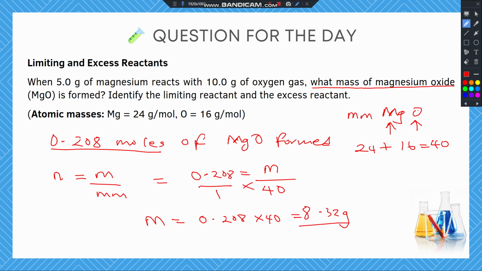I'm sure you saw all the steps that we took. So here is a recap of everything we did. First of all, we identified the limiting reactant to be magnesium, the excess reactant to be oxygen, and we used the information of the limiting reactant to calculate the mass of product that will be formed.